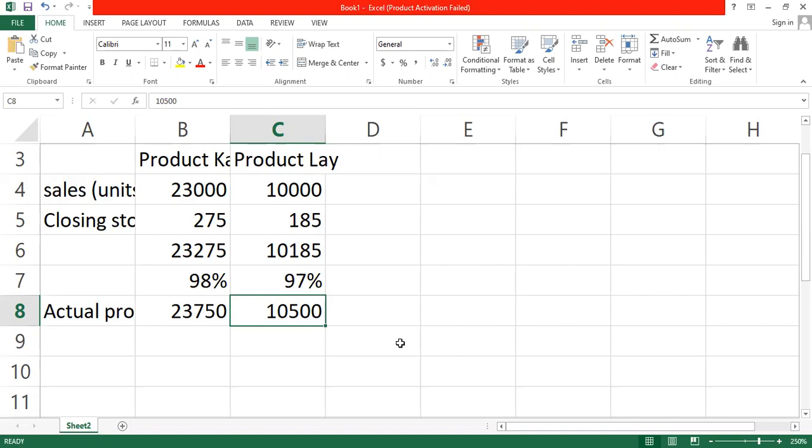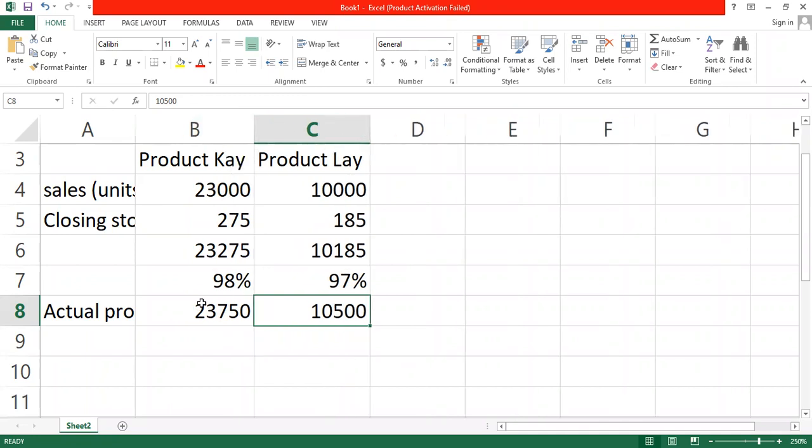Yes, because you buy the raw material, you have to produce the goods before you declare them defects or inferior. You don't know that they will become inferior until you are done producing, isn't it? Yeah. So the production will be based on the total production level, which is the 23,750 and 10,500. Okay. So this is the production budget now.